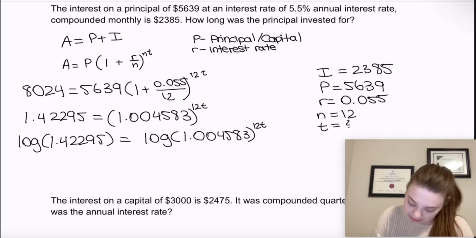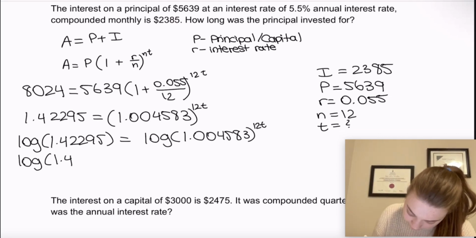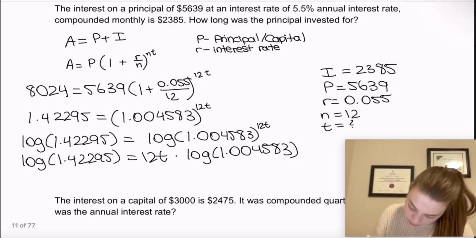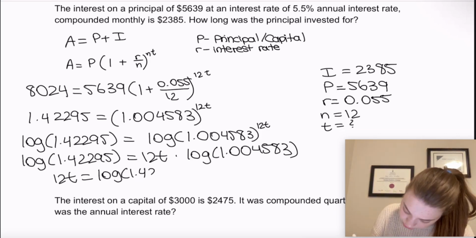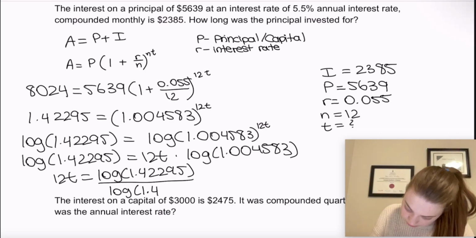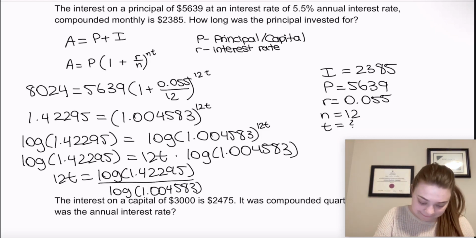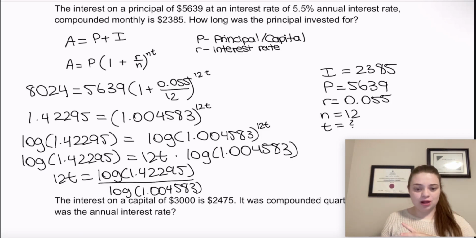So we can simplify this to say that logarithm 1.42295 is equal to 12t times the logarithm of 1.00458, and therefore 12t is equal to the logarithm of 1.42295 over the logarithm of 1.004583, like that. Okay, so let's find out what that is approximately. And then we're going to take it and divide it by 12 to get t.